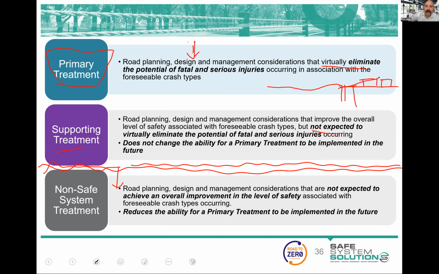The recommendation we're making is to remove these 2 car parking spots, which opens up the sight line. And they want to call that a primary treatment because they've removed the issue. They've removed the issue, but they have not virtually eliminated the potential for fatal or serious injury occurring in intersection crashes, have they? They made it less likely. So that's very clearly a supporting treatment. It's a supporting treatment.